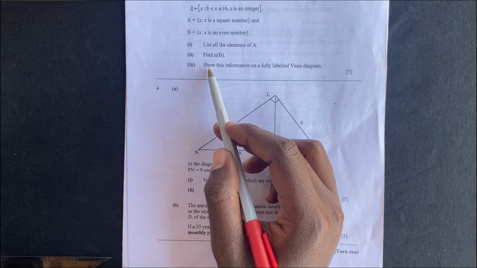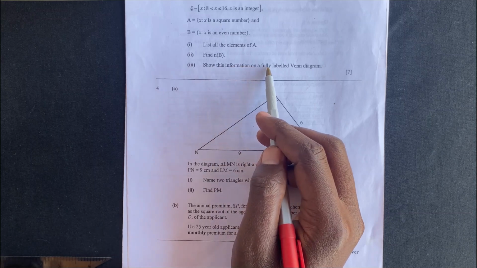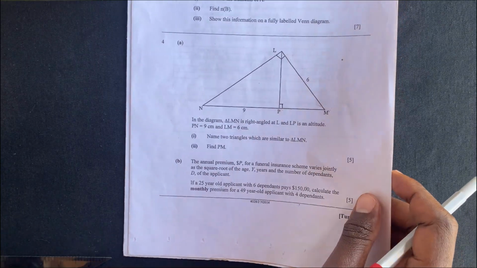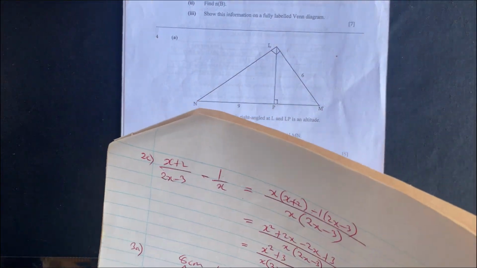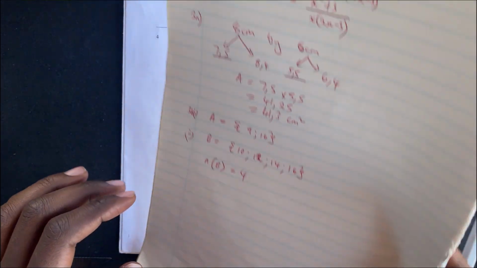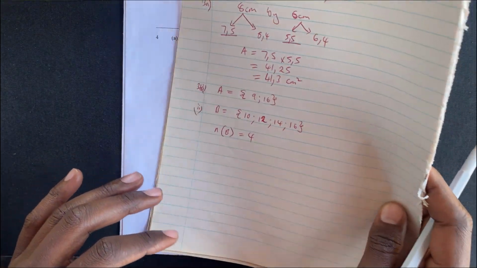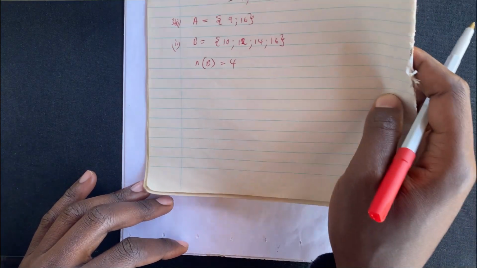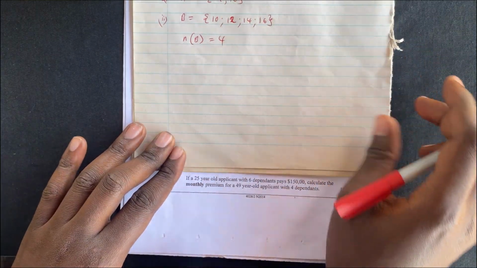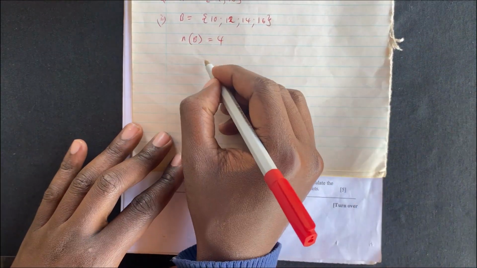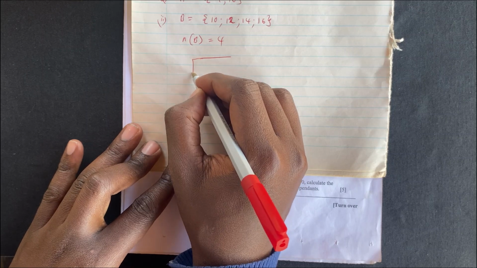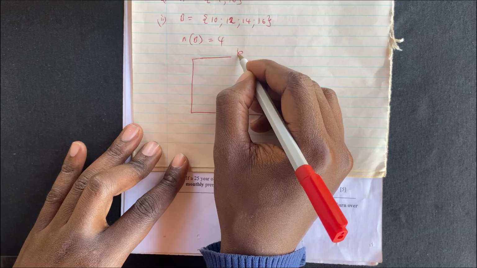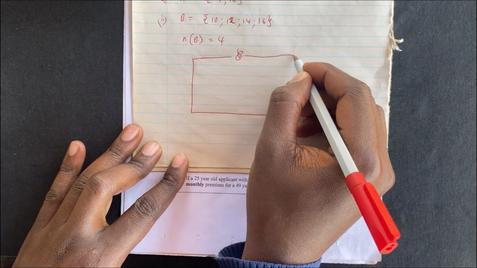Item 3 reads, show this information on a fully labeled Venn diagram. So you want to show everything that was in the universal set, and also sets A and B. So here we're going to just draw our universal set. This is our universal set.